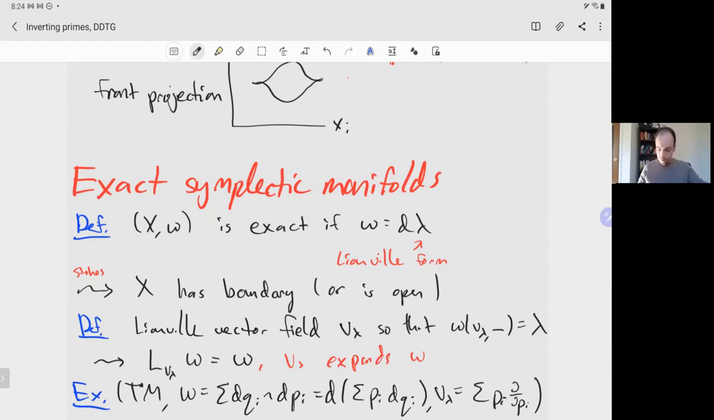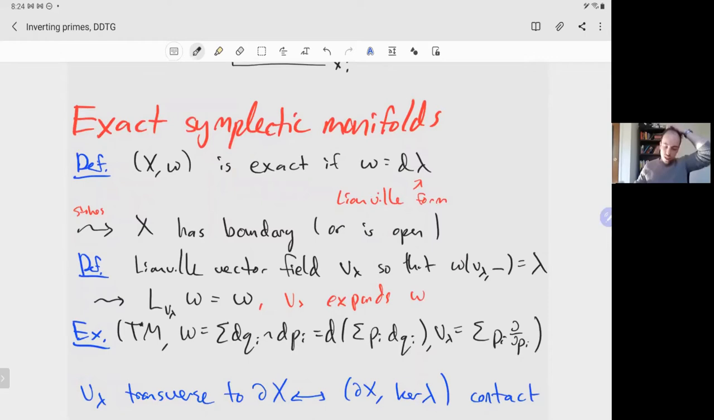Now the connection to contact topology is the following. It turns out that if V is transverse to the boundary of X, then the boundary of X with the distribution given by the kernel of lambda, where you restrict lambda, which is a one form on X, to the boundary of X, gives a distribution on the boundary of X. This turns out to be a contact structure if V was transverse to the boundary. So that's one nice connection between symplectic and contact topology, which naturally arises in this exact setting.